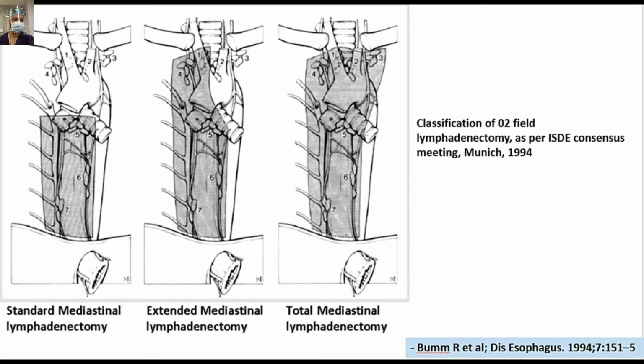So type 1 is defined as standard mediastinal lymphadenectomy, that is the first image on the right side, and type 2 of two-field is extended mediastinal, and total mediastinal lymphadenectomy of type 3 will be clearing all the lymph nodes of right and left recurrent laryngeal nerves and paratracheal lymph nodes.